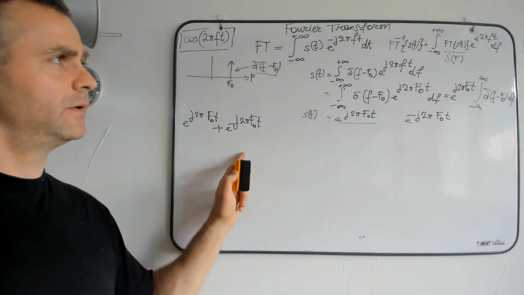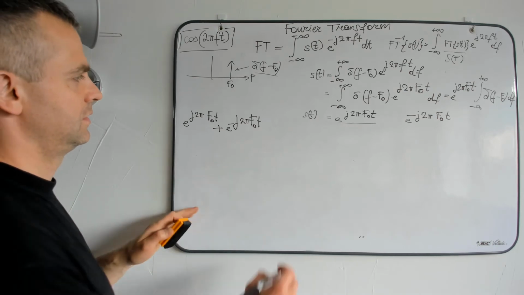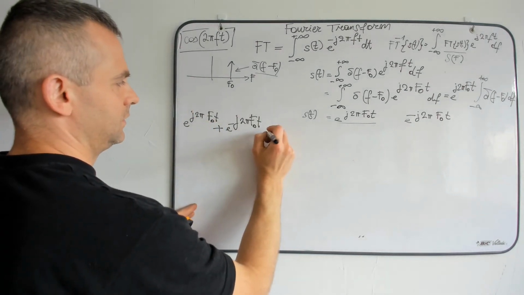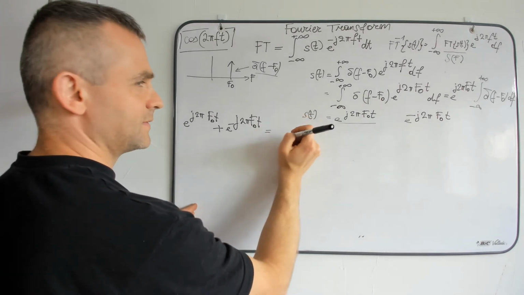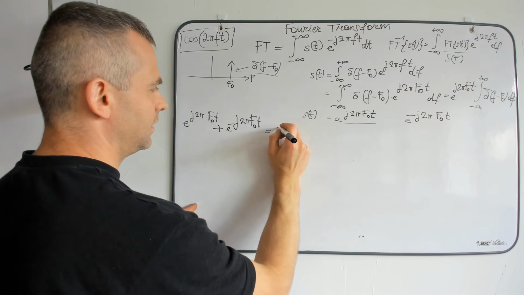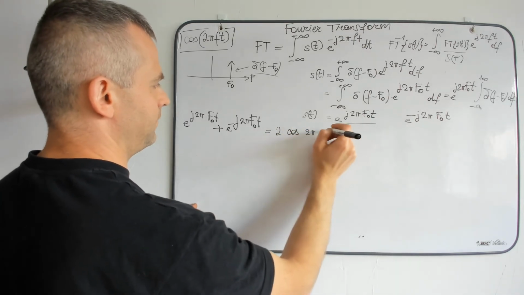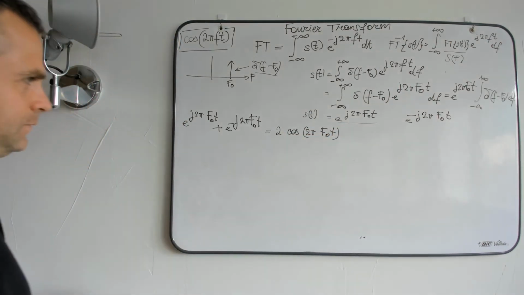Do you remember the Euler formula? So this is the Euler formula. So this relation is equal to 2 cos of 2 pi f0 t.